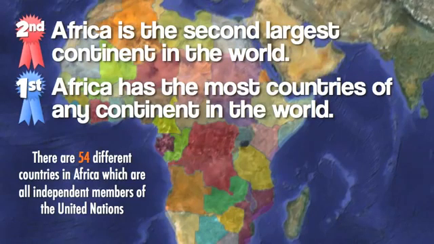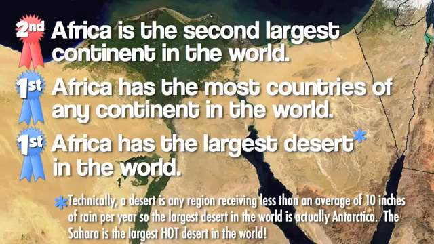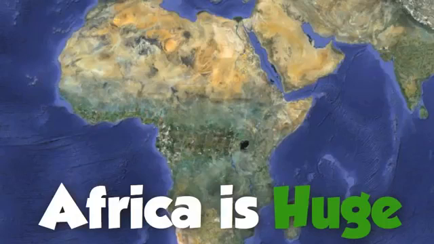Africa also boasts the largest desert in the world. We're talking about the Sahara Desert. But Africa has many other deserts like the one that's shown in this satellite image here. Africa also has the largest river in the world, the Nile River. So there's lots of different ways to measure it. But no matter how you look at it, Africa is huge.